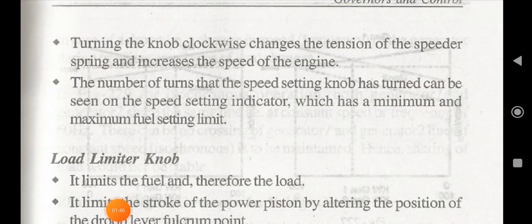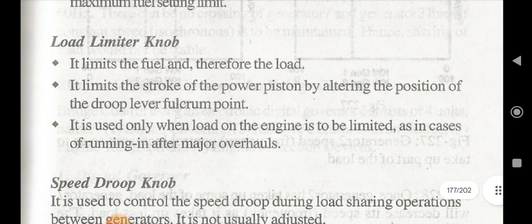Here what we do is turn the knob clockwise. This will change the tension of the speeder and increase the speed of the engine. The number of turns the speed setting knob has been turned can be seen on the speed setting indicator, which has minimum and maximum fuel setting.